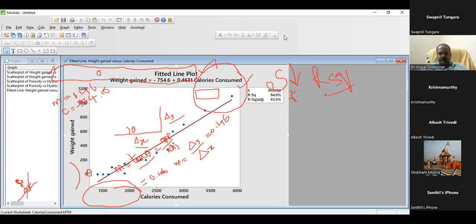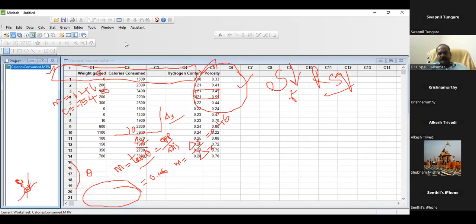And this regression is called simple linear regression, because we are talking about only one factor at a time. If multiple factors are considered, then your regression will be multiple linear regression. Now let us wind up this regression and generate the regression equation for the second case. What is the second case? Hydrogen content versus porosity.